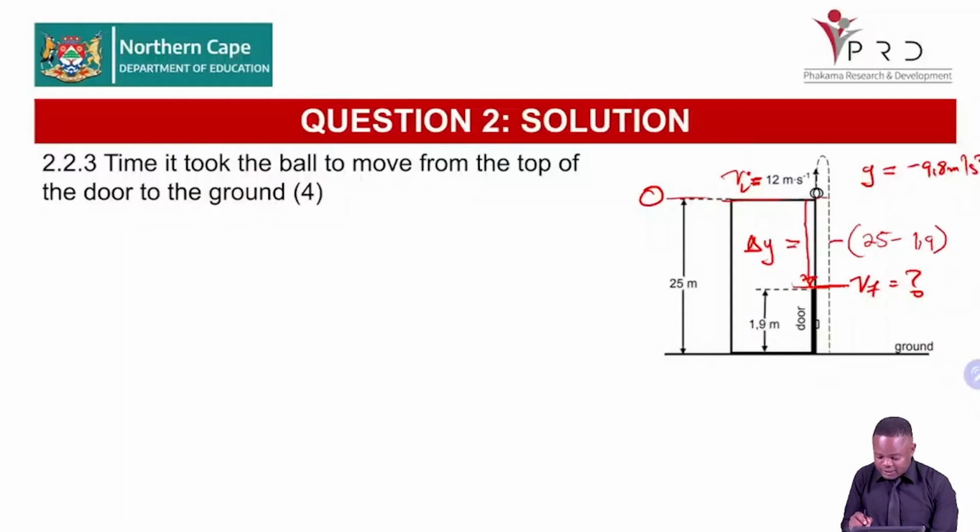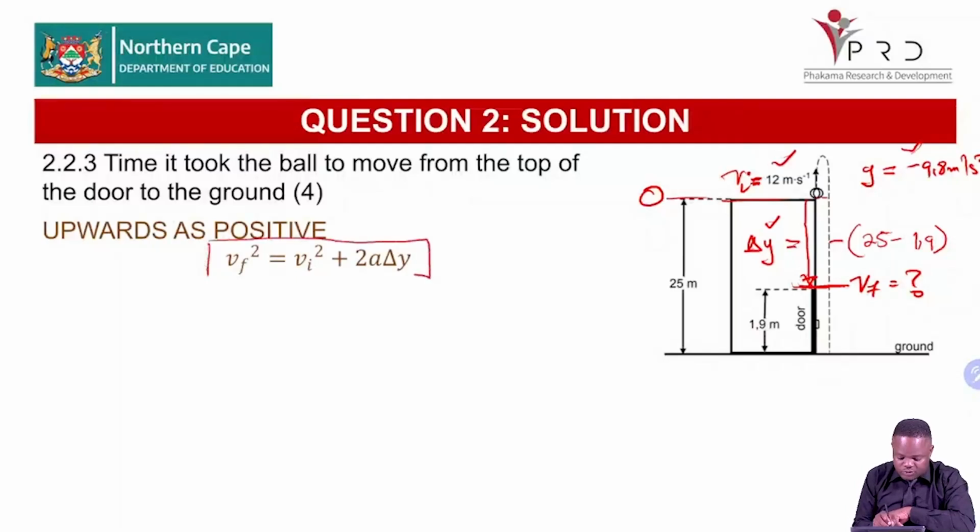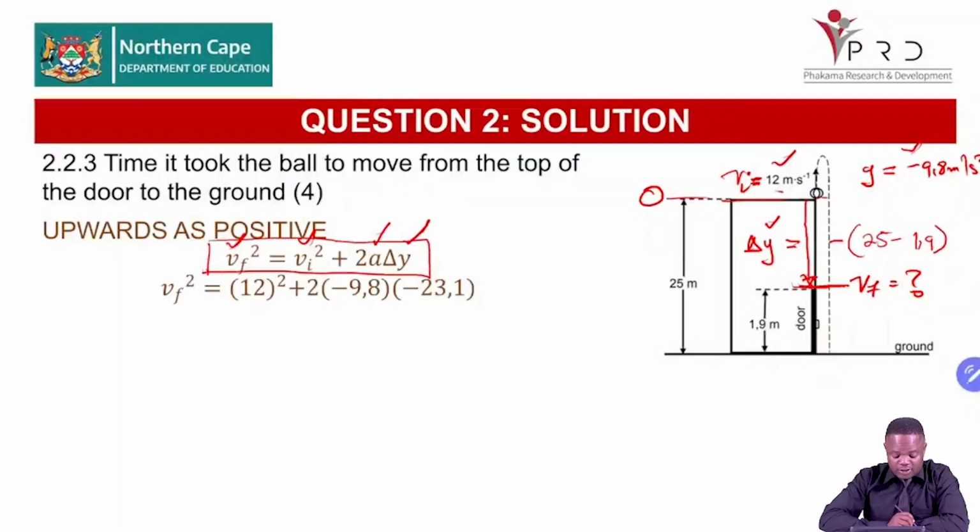25 minus 1.9. That is your displacement. So now for us to get the velocity at that point, we have the displacement, we have the initial velocity, and we have g. Go over those four equations. Which one is the most suitable for us to get our final velocity? Yes, this is the most suitable. Why? We do not know the final. We have the initial, we have g, and we have the displacement. So we can substitute those values.